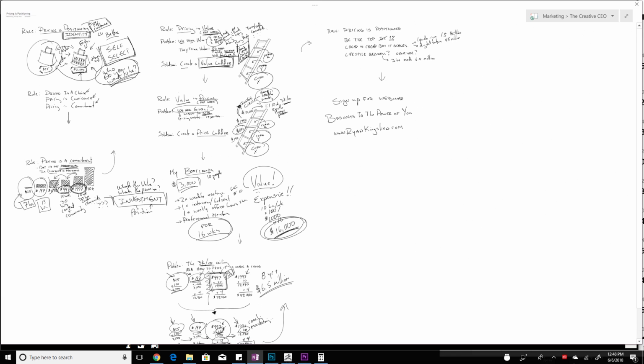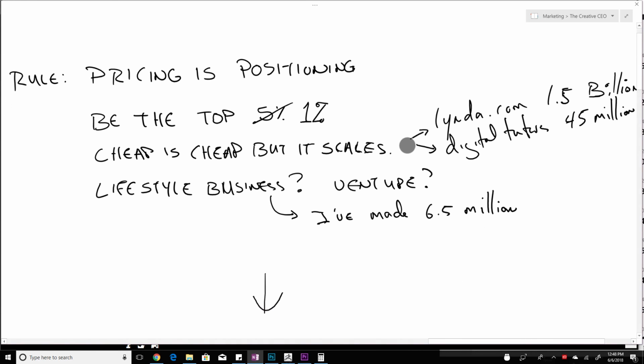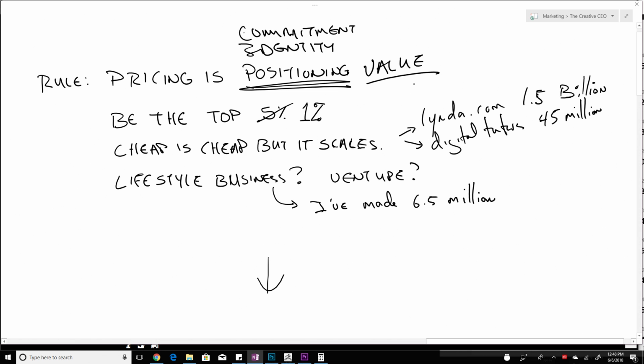Let me zoom all the way up. So, pricing is positioning. It is, okay? It's also identity. It's also commitment. It's also value that you offer to other people. And it's also going to be the value they offer to you. The things to consider is that you don't want to be in just the top 5%. If you can, you want to be in the top 1%, right?